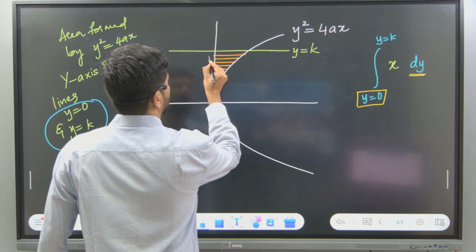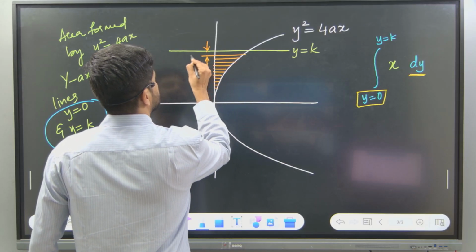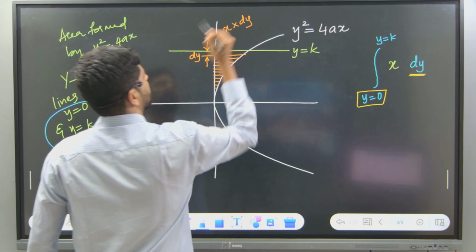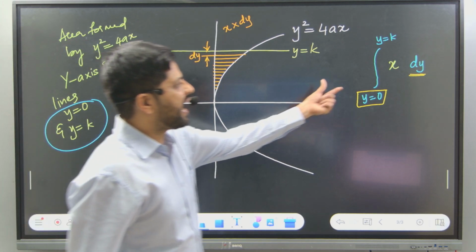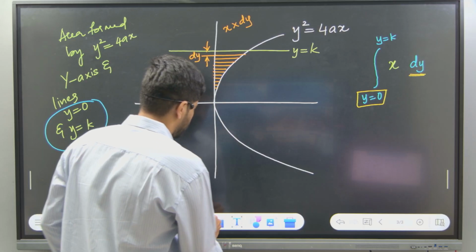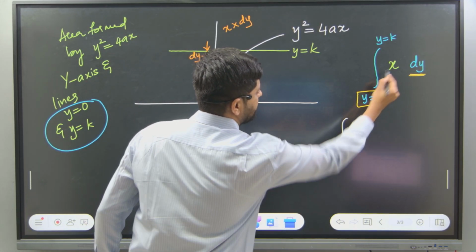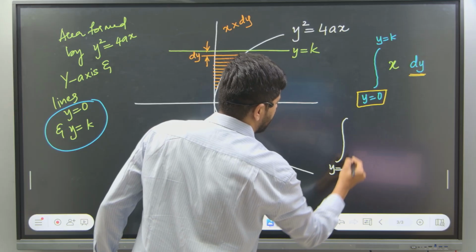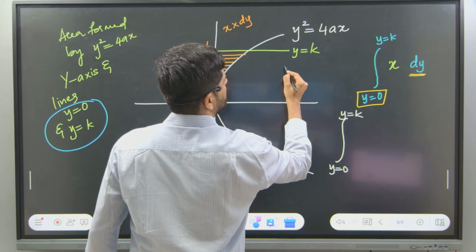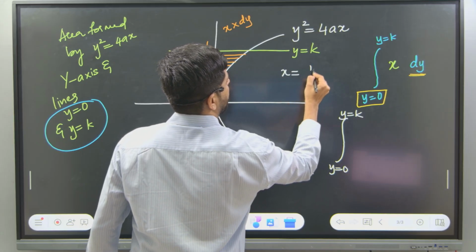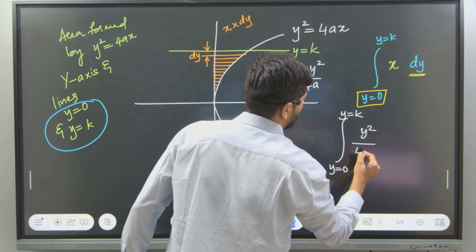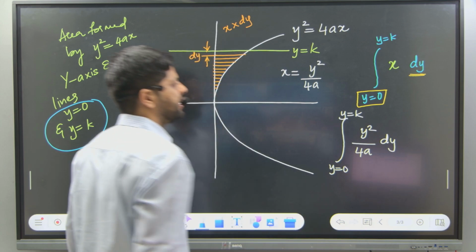What is the area of one rectangle going to be? If this is dy, the area of one rectangle will be x into dy. If you add up all the rectangles, it becomes summation, and summation is nothing but integration. What should you do next? Rewrite x. X can be written as y square by 4a. So replace x by y square by 4a into dy. I think now you can integrate from here.